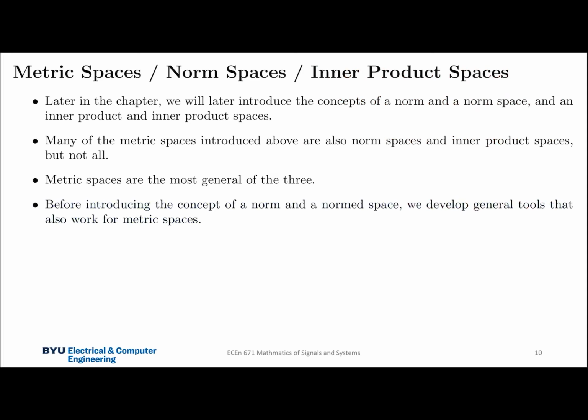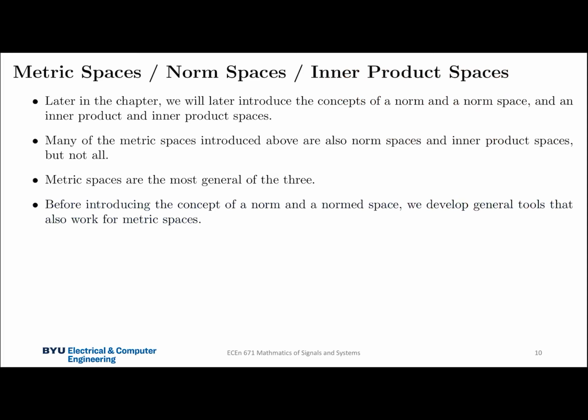Okay, so later in the chapter, we'll introduce concepts of norms and norm spaces and inner products and inner product spaces. Some of the metric spaces that we just talked about will be norm spaces, and some will be inner product spaces, but not all of them. We'll talk more about that. Everything is a metric space, but we'll talk about kind of the difference between metric spaces and norm spaces and inner product spaces. Metric spaces are, again, the most general of the 3.